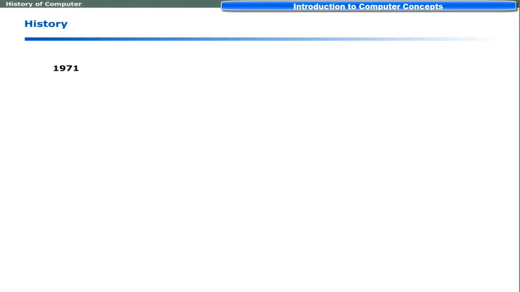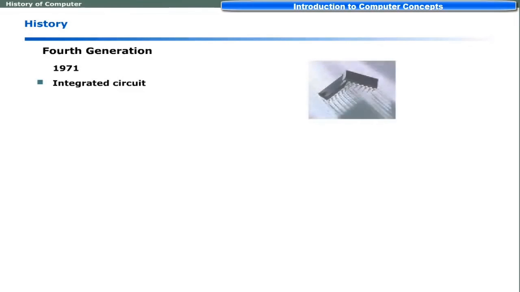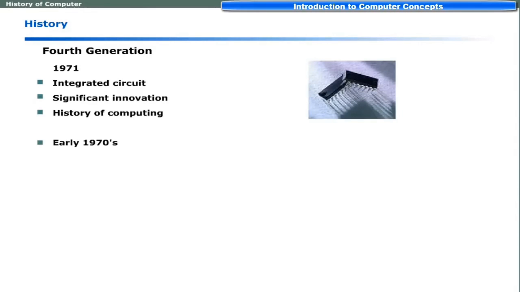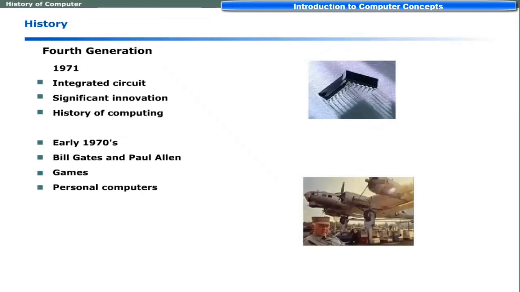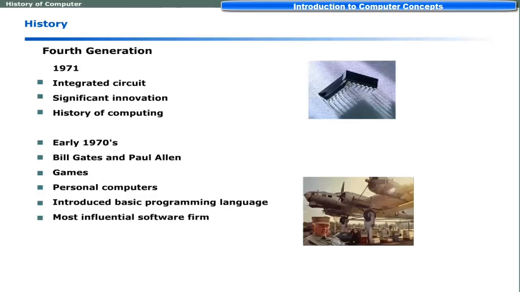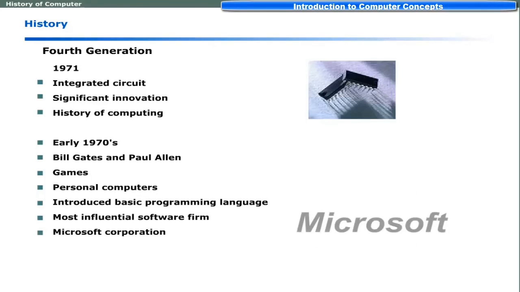During 1971, fourth-generation computers were introduced with the introduction of the microprocessor. This was a significant innovation in the history of computing. During the early 70s, Bill Gates and Paul Allen were busy developing games for personal computers and introduced a BASIC programming language. They formed today's most influential software firm, Microsoft Corporation. It revolutionized the idea of personal computing with the introduction of the Microsoft Disk Operating System.